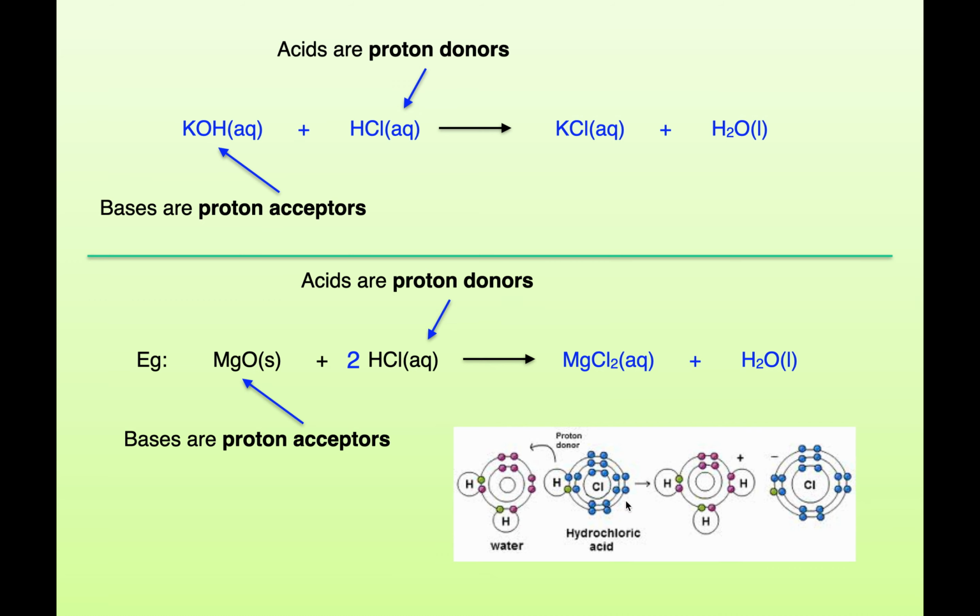Here's another example. You've got a hydrogen chloride molecule and it can give its proton to the water molecule and you make this funny ion. It's called H3O+. It's called an oxonium ion, and a chloride ion. So this is my proton donor and this is my proton acceptor. Water is acting as a proton acceptor.